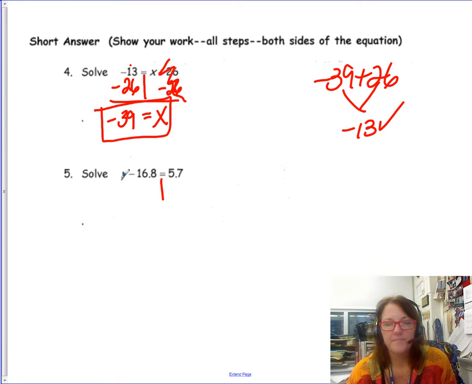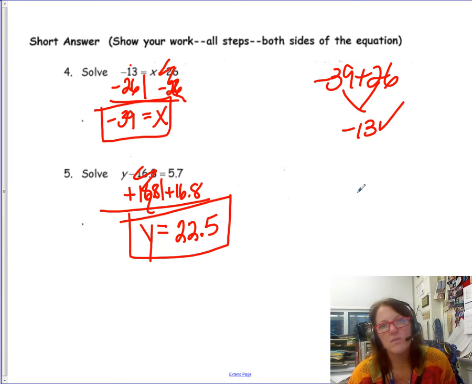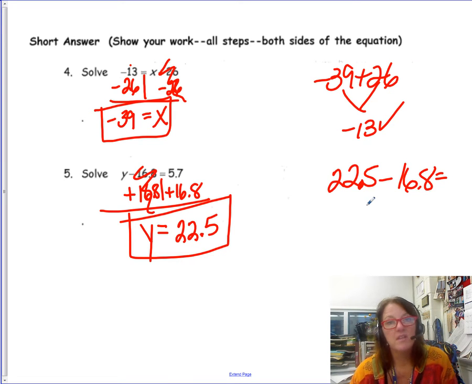Here's my variable y. I need to combat or counteract that subtracting of 16 and 8/10. Do that with its inverse operation, which is addition. Whew. Yay, hooray, that goes away. I get 22 and 5/10. Okay. Check your answer to make sure it works. You can just do it on your calculator. You don't have to show it to me. But plug in your answer and subtract 16 and 8/10. Press the happy equals or enter button, and ta-ding, you should get 5.7. Great. Turn the page. Here we go.